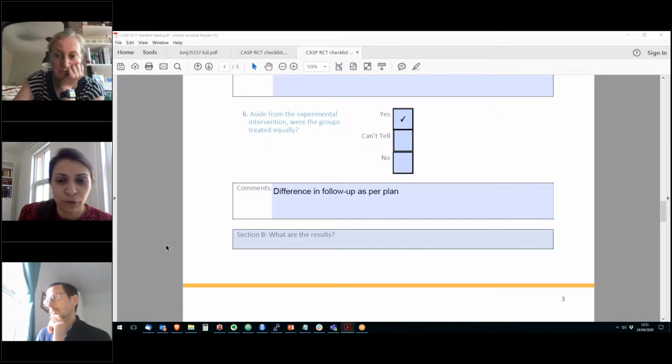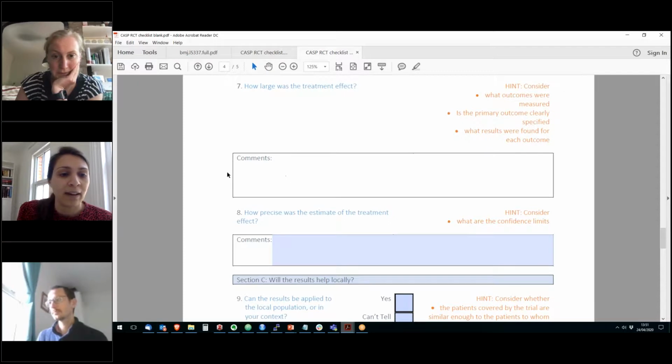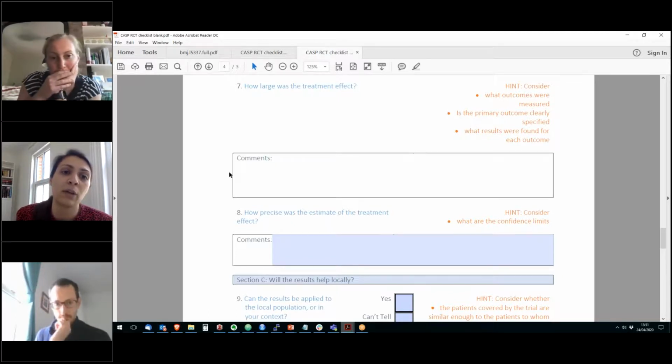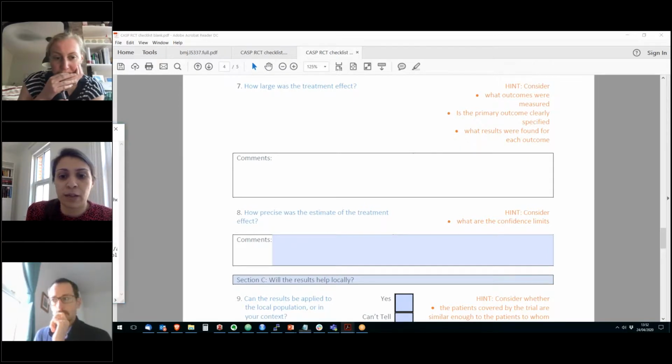So now we're going to move on to the second group, who was looking specifically at the results. And if I can get you to have a look at the CASP toolkit, that question number seven, which specifically asks, how large was the treatment effect? Was it significant or not significant? Actually, before we even do that, what was the treatment effect that they were specifically looking at, just as a sort of recap?